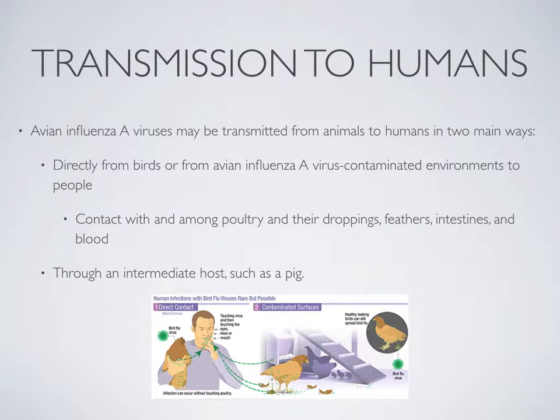Avian influenza A viruses may be transmitted from animals to humans in two main ways: directly from birds or from avian influenza A virus-contaminated environments to people, or through an intermediate host, such as a pig. For direct bird-to-human transmission, avian influenza A virus can be transmitted through contact among and with poultry and their droppings, feathers, intestines, and blood. The greatest risk of infection for humans appears to be through the handling and slaughtering of live infected poultry.